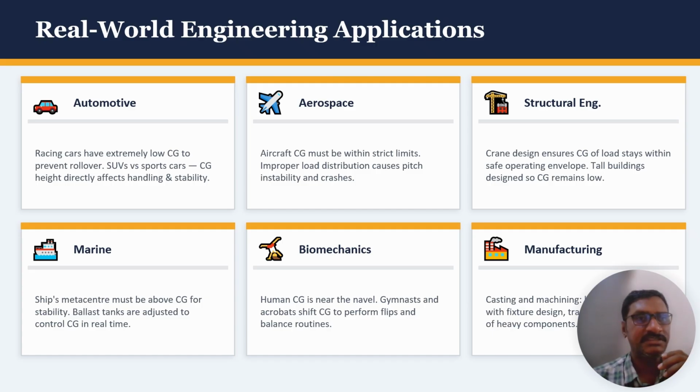Now next we move to another application, marine engineering. Ship stability is entirely governed by the relationship between the center of gravity and the metacenter. When a ship tilts, which is called heeling, the shape of the submerged volume changes, shifting the center of buoyancy. The metacenter is the point where the line of action of the buoyancy force intersects the ship's center line. For the ship to be stable, the metacenter must be above the center of gravity. If the center of gravity rises above the metacenter due to loading heavy cargo higher, the ship will capsize.